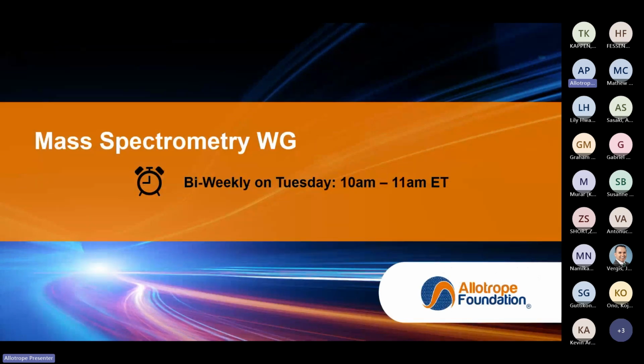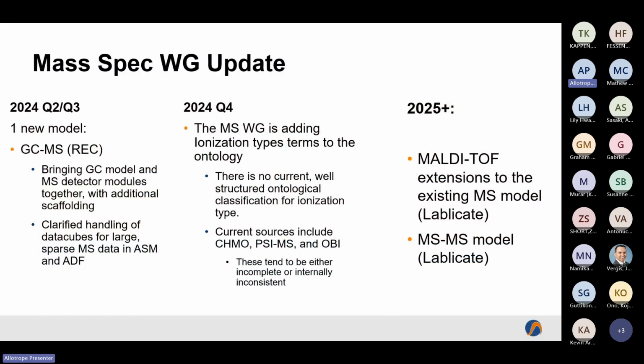So mass spec, as I said, the mass spec group brought out the GCMS model. Thanks to Matthias for pushing that one forward. So bringing the GC model with the MS detector together. As mentioned, there was a fair bit of work on how to represent the data cubes in an efficient way. When you have a large, sparse mass spec data set, there's basically a whole lot of zeros. You don't want to have to put that into a file. What's the point? ADF has a structure for sparse data cubes.